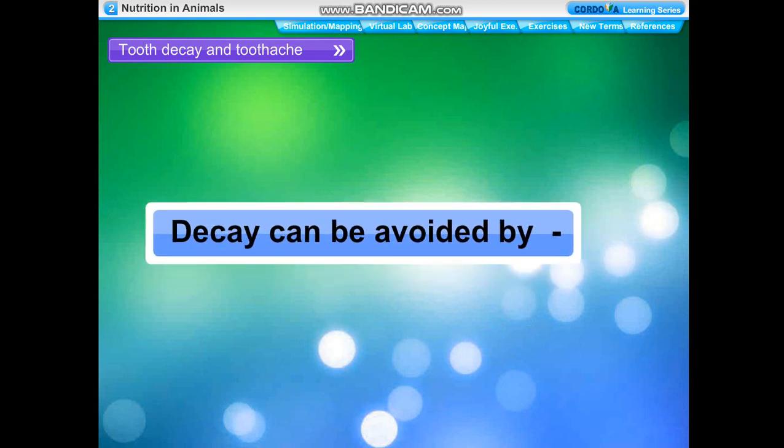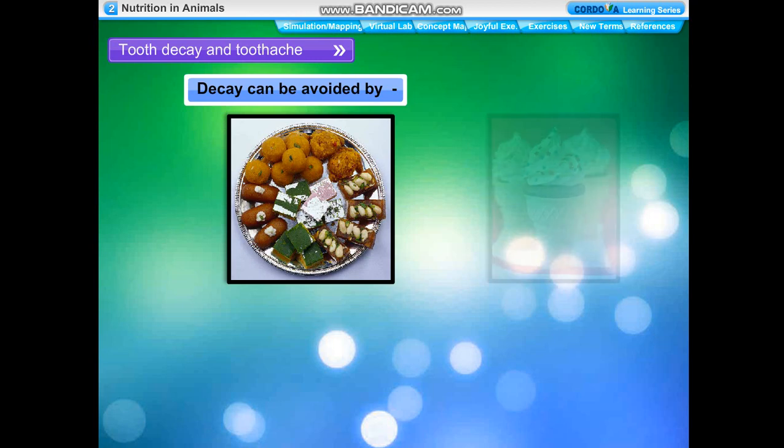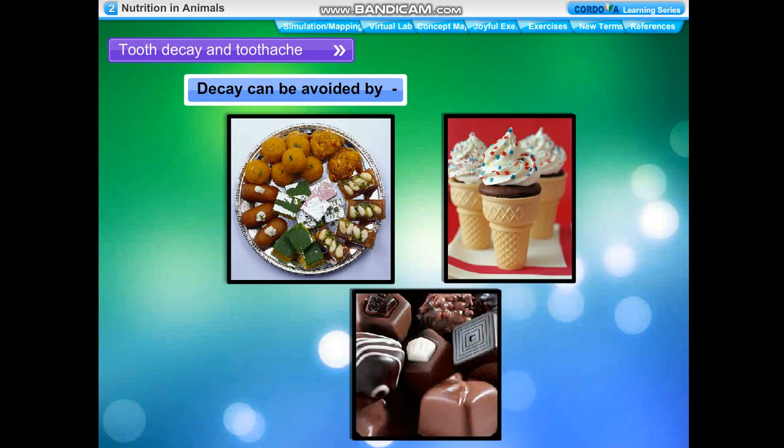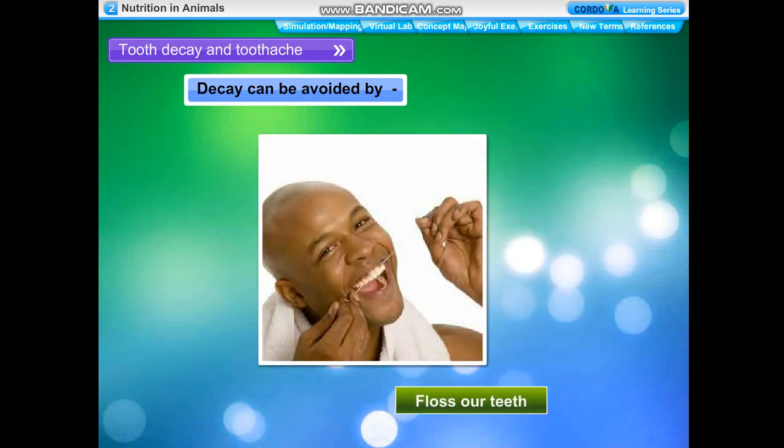Tooth decay can be avoided in the following manner. We should avoid eating too many sweets, ice creams and chocolates. We must brush our teeth at least twice a day, in the morning and at night before going to bed. We must floss our teeth every day. A dental floss is a special strong thread that is moved back and forth through the spaces between our teeth to remove the food stuck between our teeth, the food that cannot be removed by brushing.